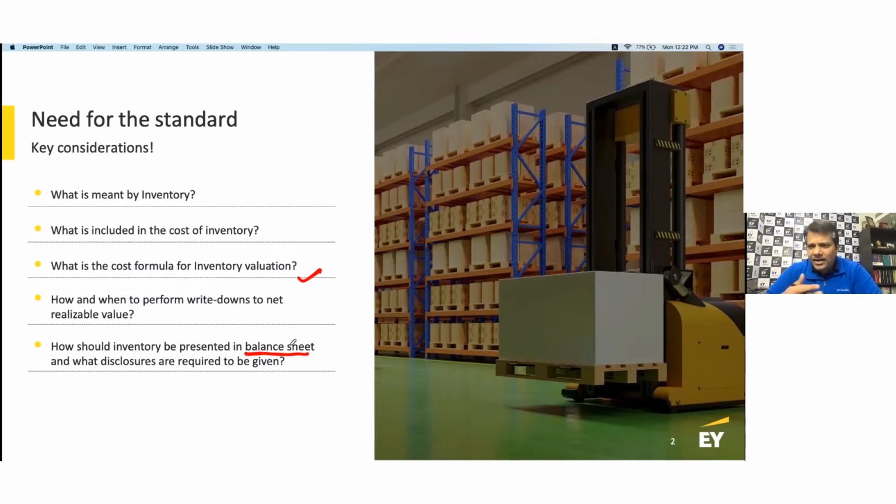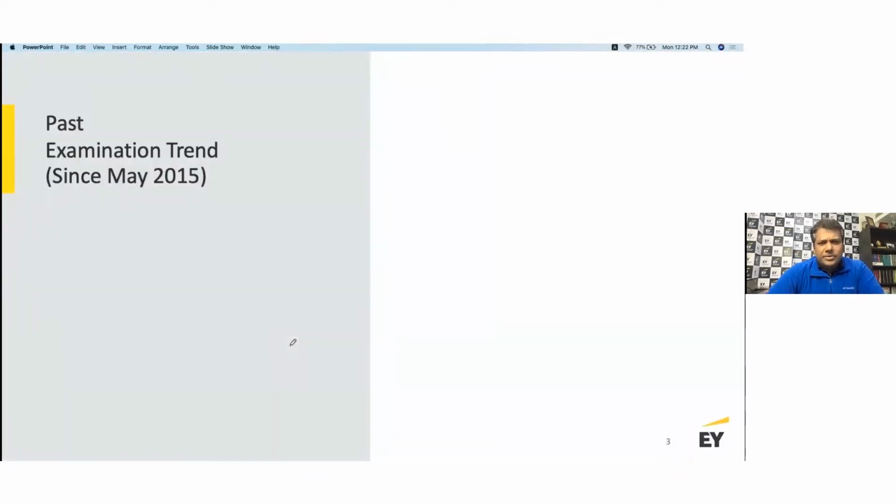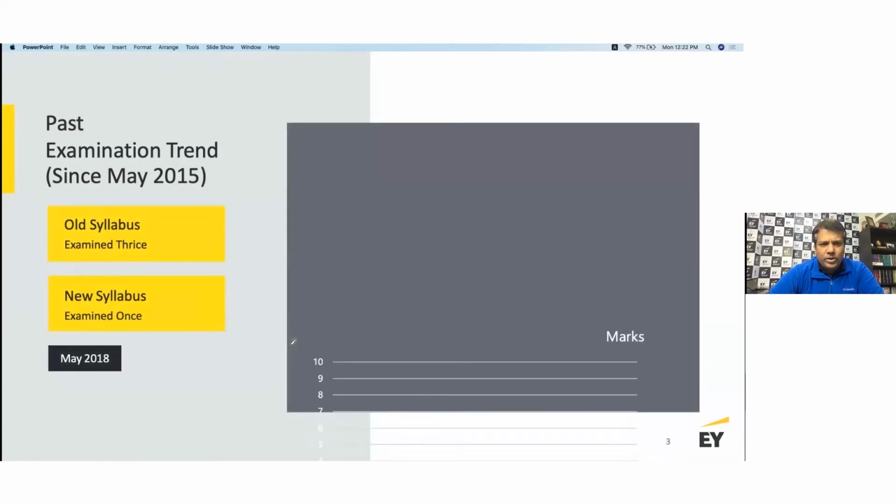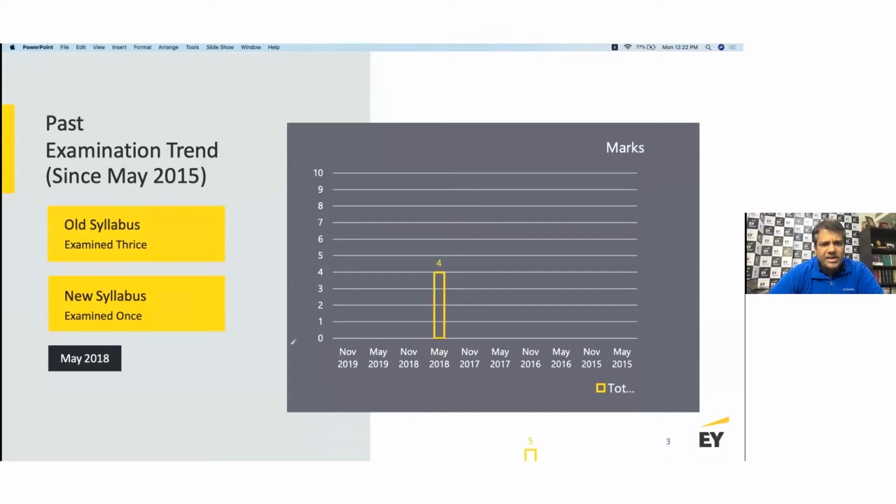In the P&L, it forms part of your cost of goods sold, right? It forms part of your cost of goods sold. So we'll look at some of the presentation and disclosure requirements from a financial statement perspective. All right. So let's look at some of the examination trend, since May of 2015. And when we look at it, right, what do we see here?